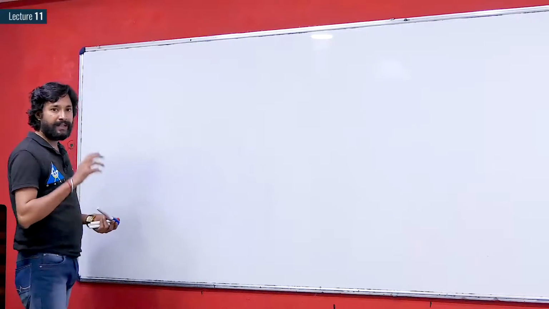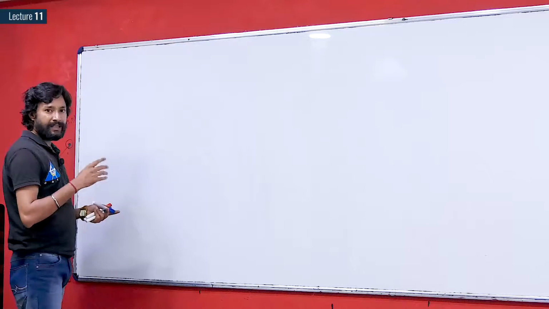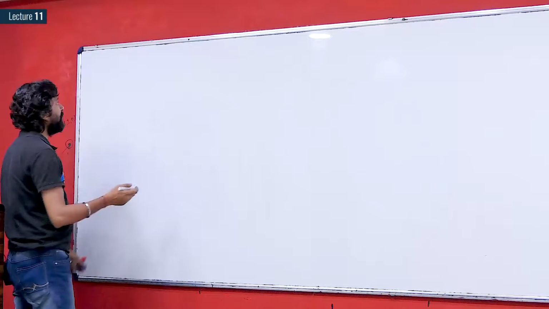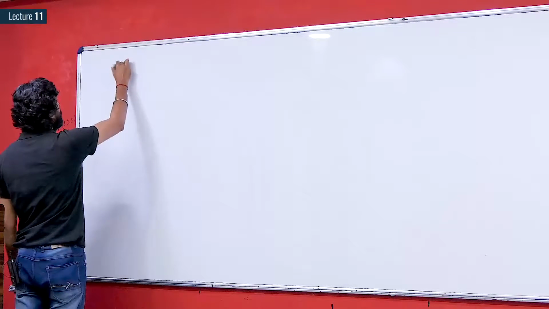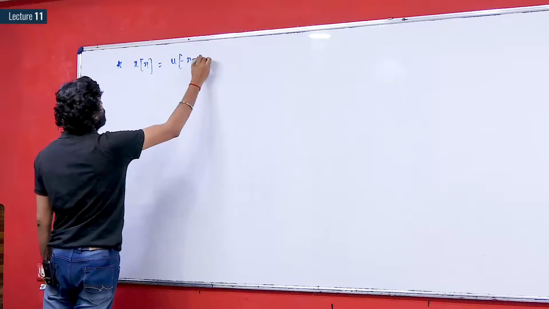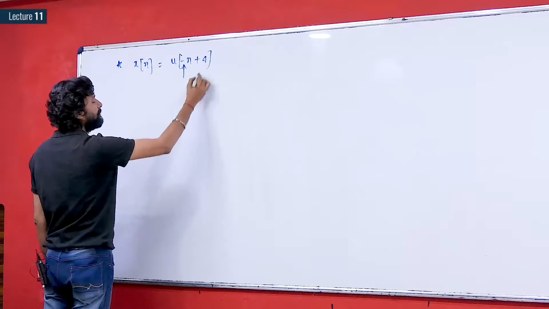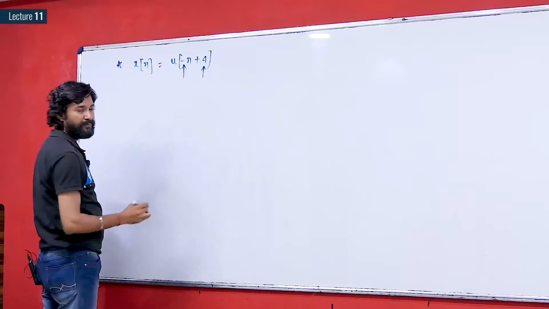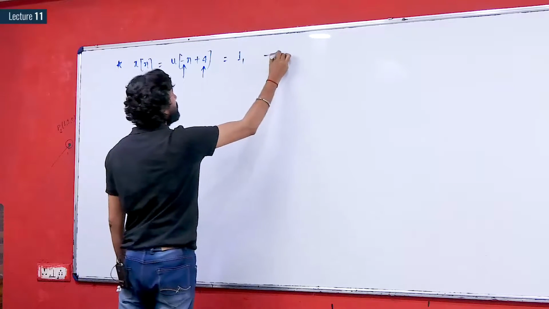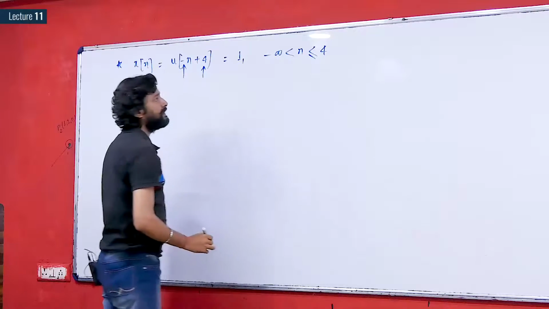So we have seen that to find the value of any signal x of t at any particular value of t, we can use the expression for that signal, that is, the definition of that signal. Similarly, if a discrete time signal x of n is given as u of minus n plus 4, and you want to plot it, then you know that this signal starts from minus infinity and exists up to n equals 4. The signal is going to be 1 from minus infinity up to n equals 4.